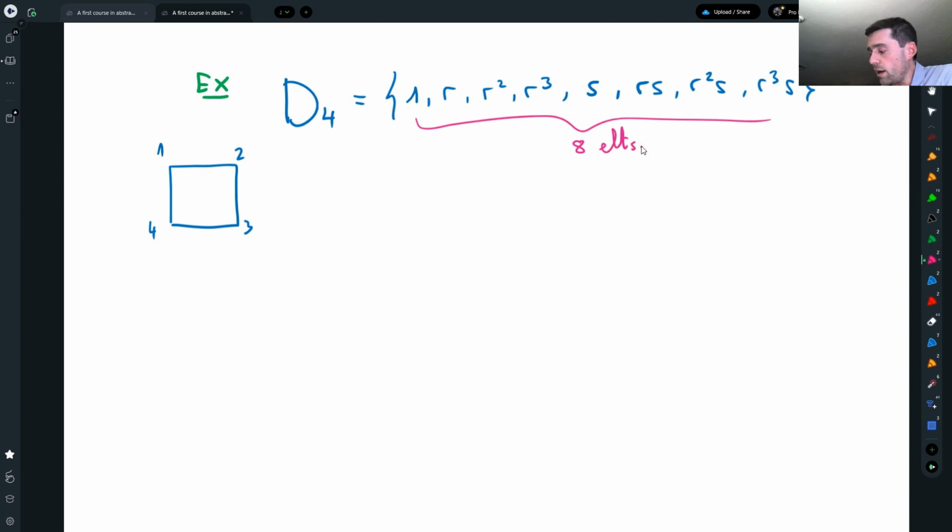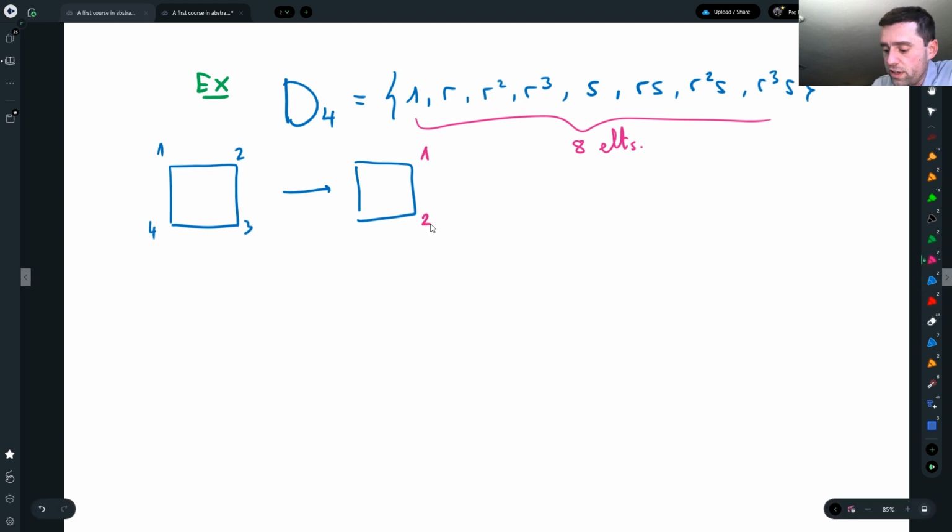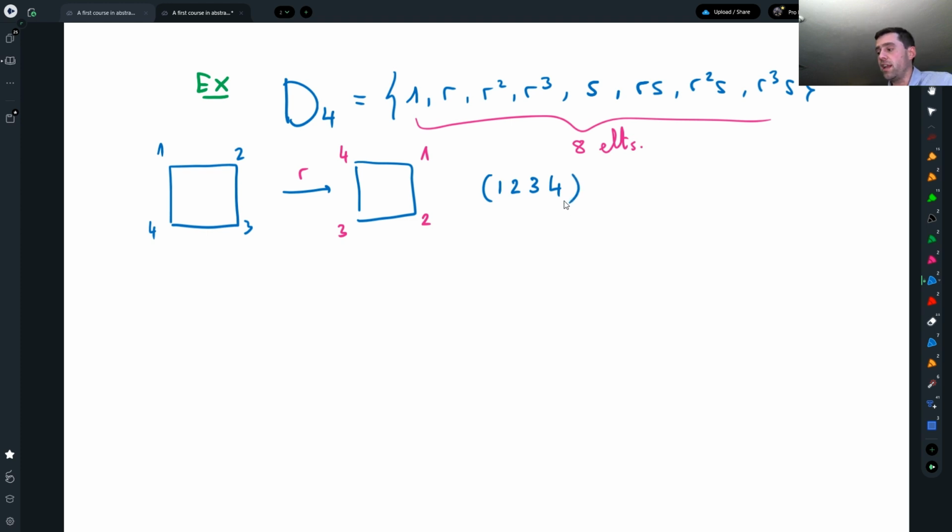Let's see what those look like. We know what the rotation has to look like. It's going to send 1 to end up here, and then 2 ends up here, and 3 ends up here, and 4 ends up here. So this is the rotation, r. And I can write it as an element of the symmetric group. I know where 1 goes. 1 goes to the position where 2 was. 2 goes to the position where 3 was, and 3 goes to the position where 4 was, and 4 goes to 1. So it's this element.